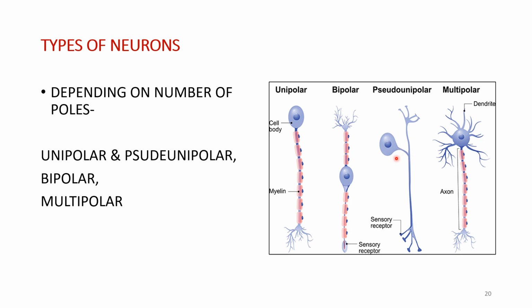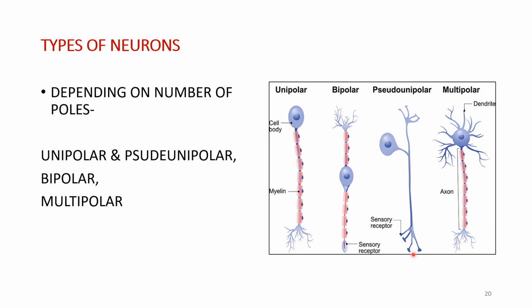Primary sensory neurons are neurons which convey impulses from sensory receptors to the spinal cord. Some sensory neurons are carrying information from the sensory receptors to the spinal cord. So those are pseudo-unipolar neurons.